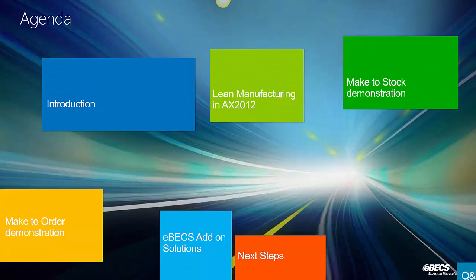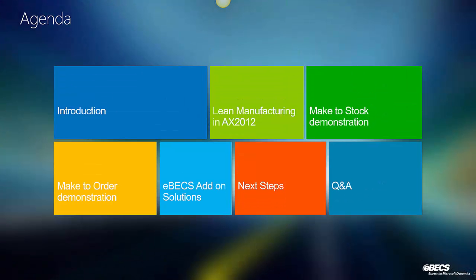So our agenda today, I'm going to give you an introduction to what AX lean manufacturing is. Then we're going to take a deep dive into a make-to-stock scenario. I'm going to set the scene, and then we're going to go into AX, and I'll show you how that scenario works. Then we're going to go into a make-to-order scenario. Same thing, I'm going to set the scene, and then we're going to take a look inside of AX 2012. And then I'll follow up towards the end with some of our add-on solutions that I mentioned at eBECS, and then some next steps, and we'll open it up to questions and answers.